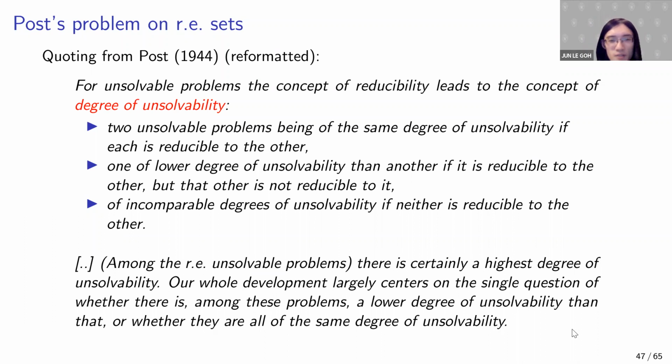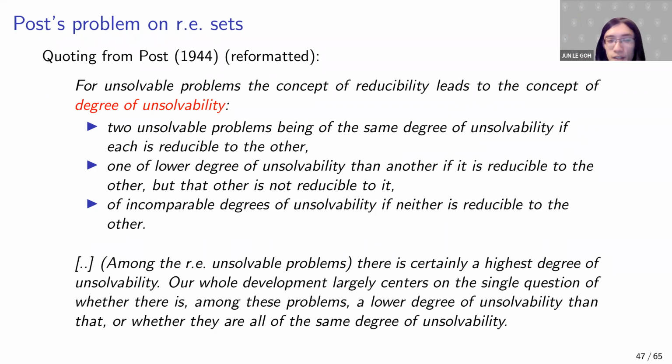So he was wondering, right? There are two possibilities. Either there is some lower degree, which you can think of as some intermediate degree, or maybe they're all of the same degree of unsolvability. So maybe we just have solvable, and then above that there's unsolvable, and either you are solvable or you are unsolvable and equivalent to the halting problem. That's a possibility as well, at least from the point of view of Post.